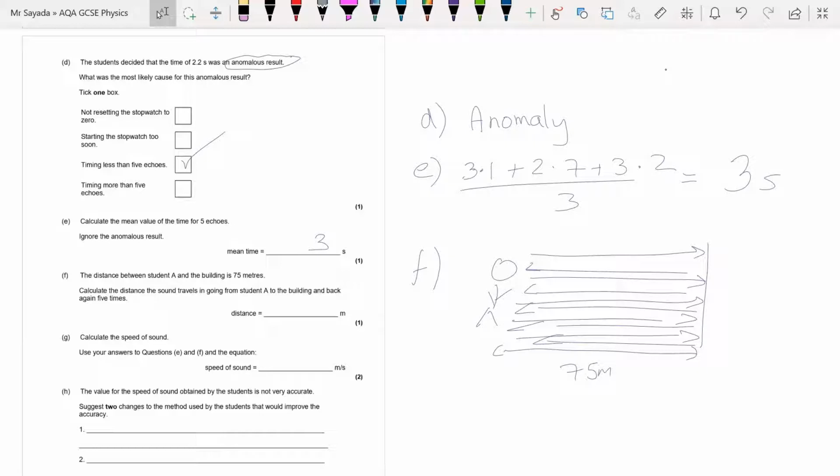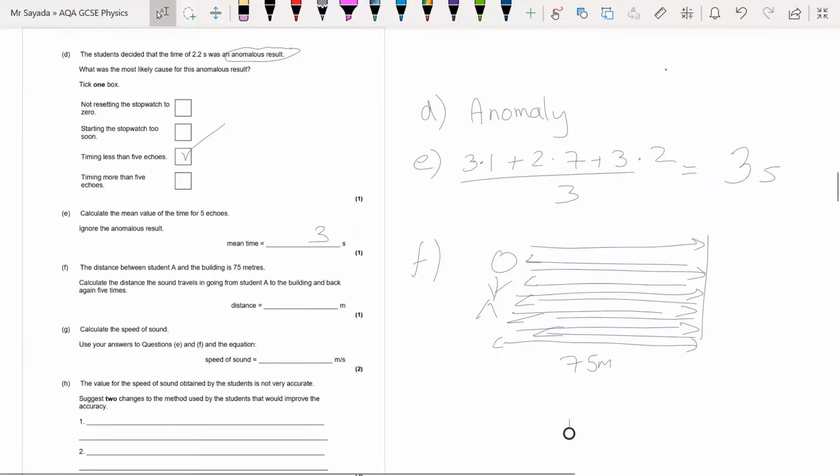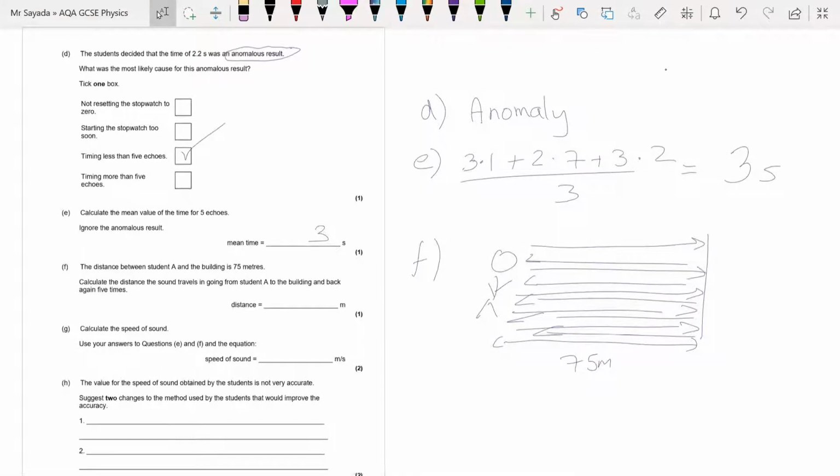So how many times has it traveled 75 meters? Say your answer to the video. It's traveled 75 meters 10 times. 75 times 10, 750 meters.